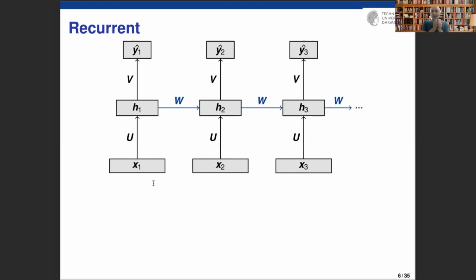So when we process the whole sequence, these U, V, and W are fixed, and we compute the vector representation at each time step. And when we get to the end of the sequence and we want to update the parameters, we update the whole parameters, and then we do the forward pass on the whole sequence one more time.